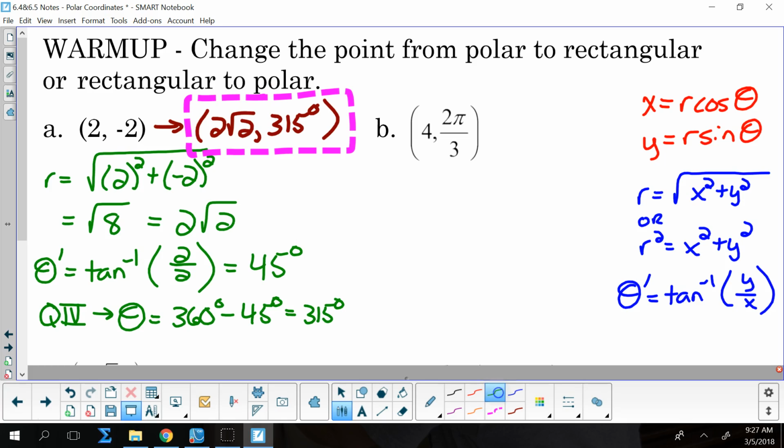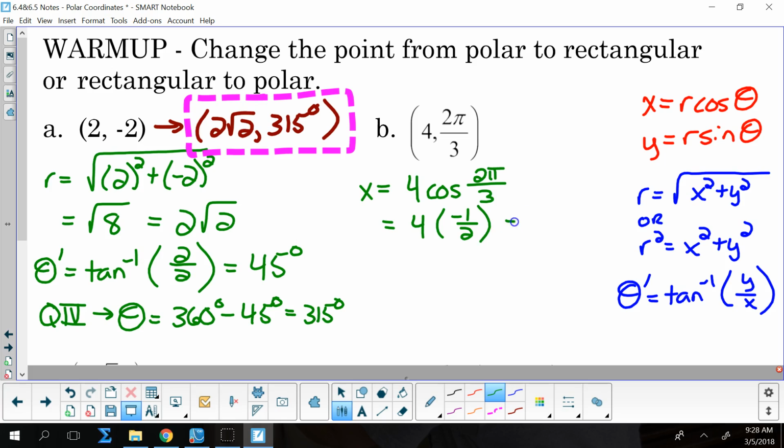Fantastic. Part B, rectangular to polar or polar to rectangular? Polar to rectangular. So this is going to say then that x is going to equal r times the cosine of, oops, I almost put theta there, of 2 pi over 3. The cosine of 2 pi over 3 from the unit circle is negative 1/2.